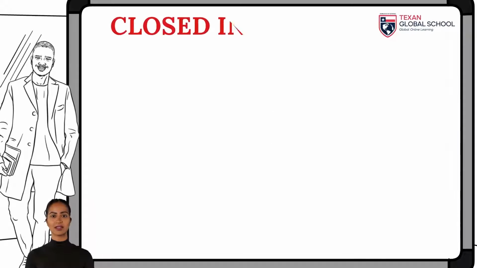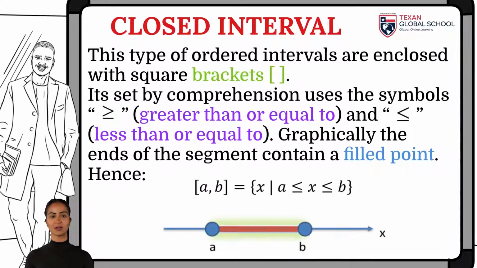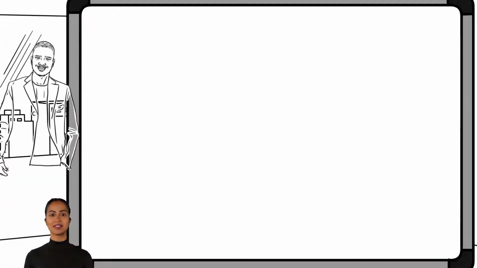The closed interval is a type of ordered interval that is enclosed with square brackets. Its set by comprehension uses the symbols greater than or equal to and less than or equal to. Graphically, the ends of the segment contain a filled point as shown. These representations indicate that the variable x represents all values greater than or equal to the element a and less than or equal to element b. The elements a and b do belong to this interval.